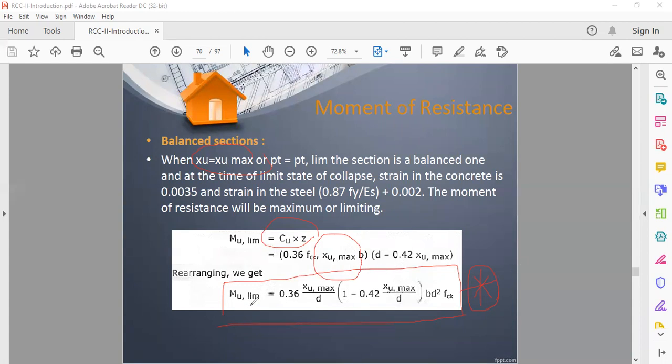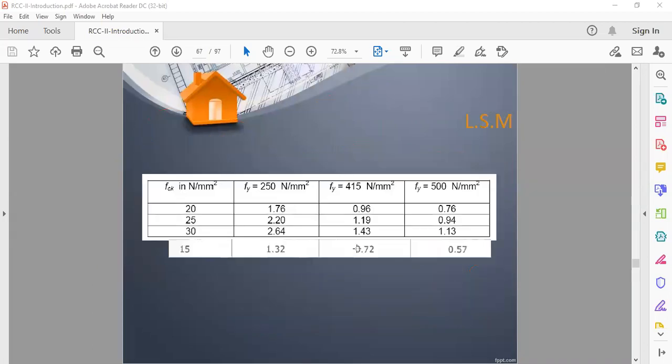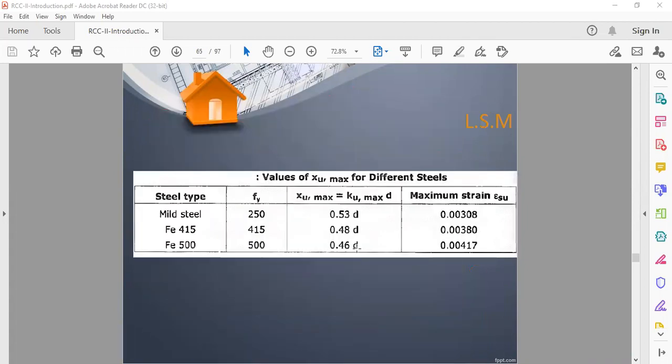So here is the final formula for moment of resistance, in which case we are talking about the balanced section. For the balanced section, you get Mu limiting equals 0.36 into Xu max by d, times 1 minus 0.42 Xu max by d, into b d square fck. Why have we converted in terms of Xu max by d? Because we already have this Xu max by d ratio, which depends upon the grade of the steel.